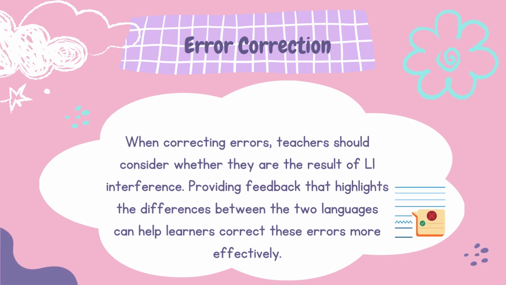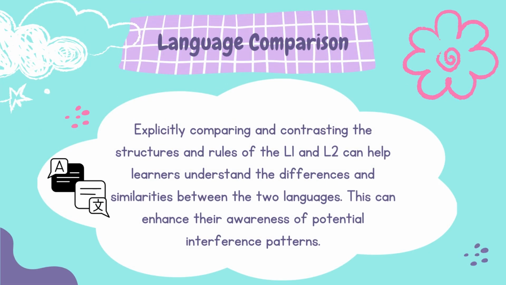Error correction. When correcting errors, teachers should consider whether they are the result of L1 interference. Providing feedback that highlights the differences between the two languages can help learners correct these errors more effectively. Language comparison. Explicitly comparing and contrasting the structures and rules of the L1 and L2 can help learners understand the differences and similarities between the two languages. This can help enhance their awareness of potential interference patterns.